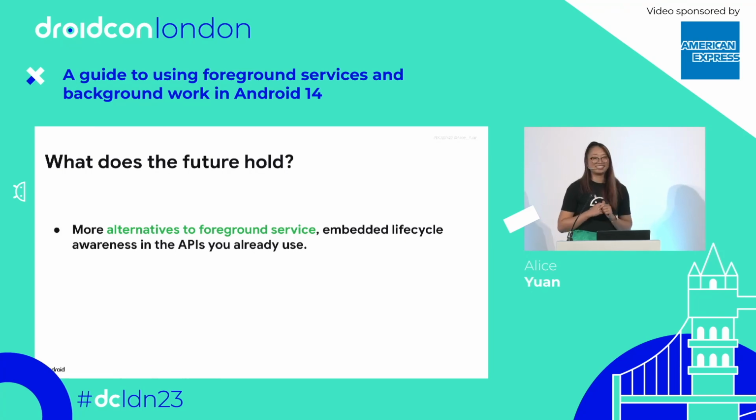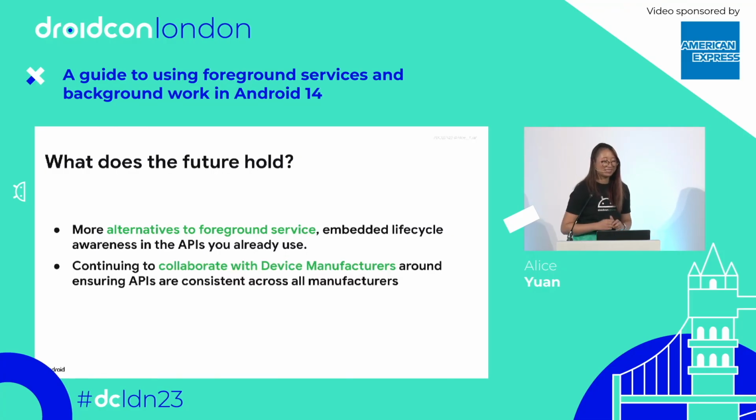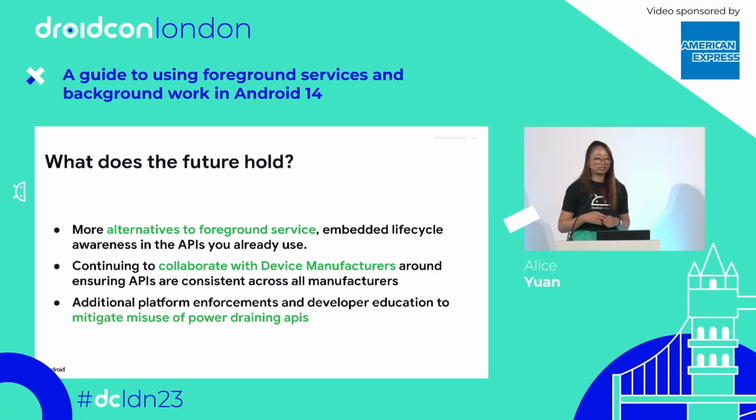And I saw some faces in the audience, so if you have any feedback for this, I actually have a survey at the end for you to give feedback. The second thing is that we're going to be collaborating with more manufacturers around ensuring these APIs are consistent across all manufacturers. And finally, we're going to be introducing more platform enforcements and developer education to avoid misuse of power-draining APIs. We understand that figuring out when to use these APIs isn't always obvious, and it's not always obvious what the right way to do it is. So we'll be adding more documentation around this.